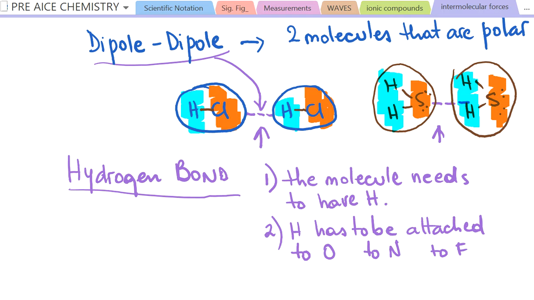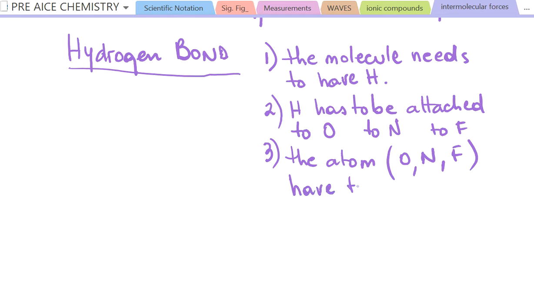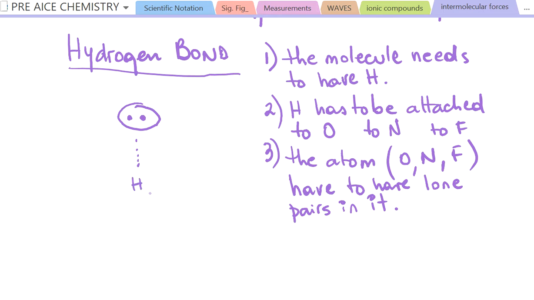Yes? And the third condition is that the atom, in this case oxygen, nitrogen, or fluorine, has to have lone pairs in it. In other words, let's say that the hydrogen is attached to the nitrogen, but the nitrogen is using all the lone pairs that it should have with another element, there is no hydrogen bond. Why is that? Because the hydrogen bond occurs between the lone pairs in one molecule and the hydrogen in another molecule.